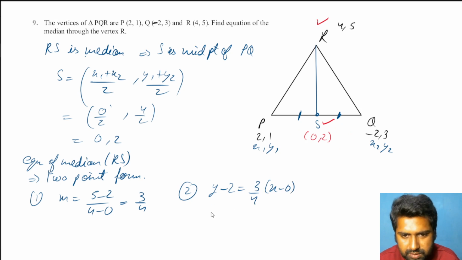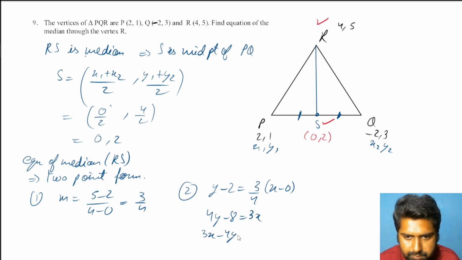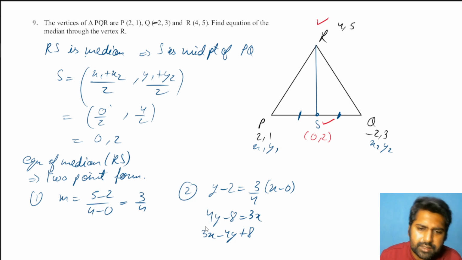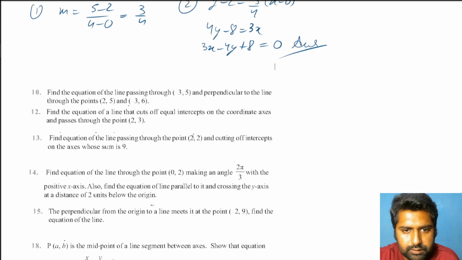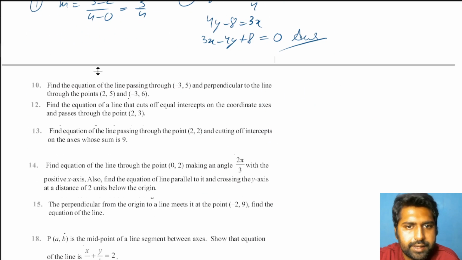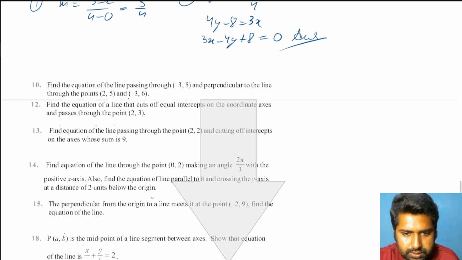So let's cross multiply. So 4y minus 8 is equal to 3x. So 3x minus 4y plus 8. I'm taking everything on the right this time. If you want, you can take it on the left also. So 4y minus 3x minus 8 will also be correct. This is also correct, that's also correct. That's the equation of the median. Okay, next question.